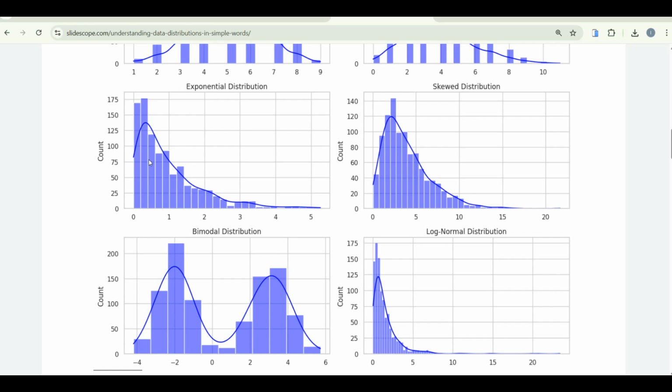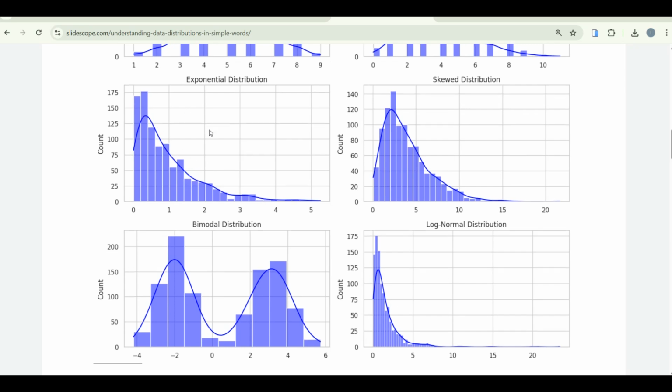Suppose every day you are going from your bus stand to your office or a school, and this is your wait time. Sometimes you will get the bus instantly, but sometimes you may get the bus after, let's say, 50 minutes. So if you take data of 100 days, most of the time you will get the bus between 0 to 10 minutes. That's why here it is like that. So this is exponential distribution. Here you can see 0, 1 or more.